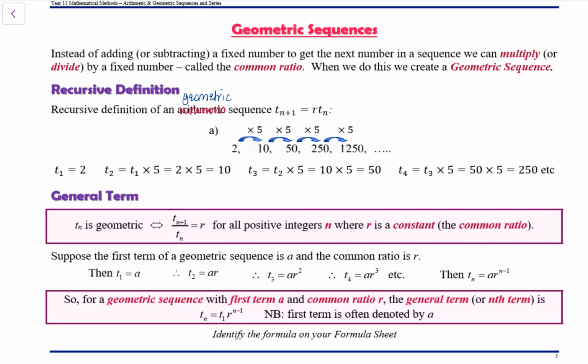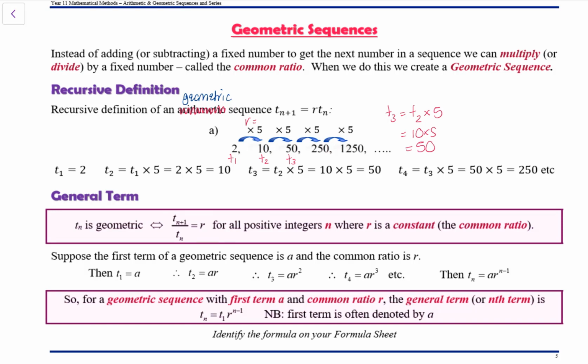Okay, so we've got an example here: 2, 10, 50, 250, 1250. Each time I'm multiplying by 5, so my common ratio is 5. T1 is 2, T2 is 10, T3 is 50. So our T3 equals whatever T2 is times our common ratio, which is 5. So that'll be 10 times 5, which is 50. So you can see our recursive definition in the examples that I've put there.